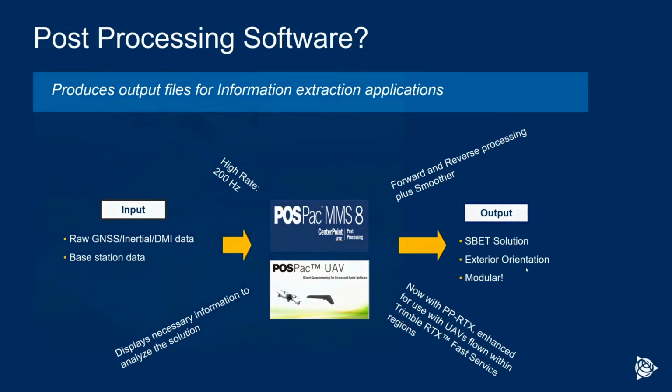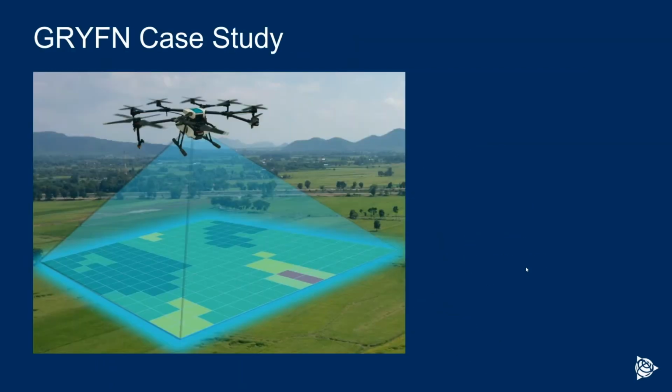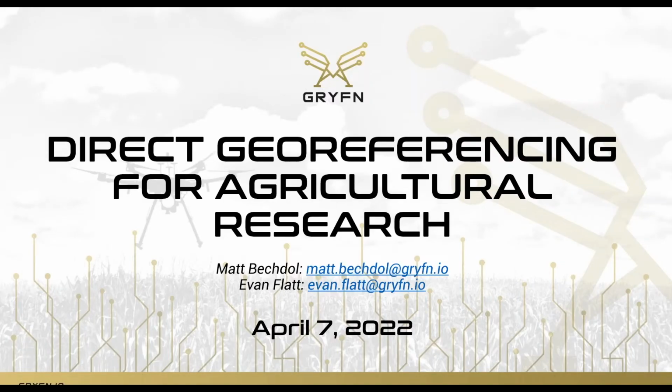So I think on that note, I'm going to turn it over to Matt and Evan to take it from here. And Griffin is going to really take this and present how you can use direct georeferencing in agriculture and basically the importance of agriculture to the industry in general. So I think you'll really find this quite informative.